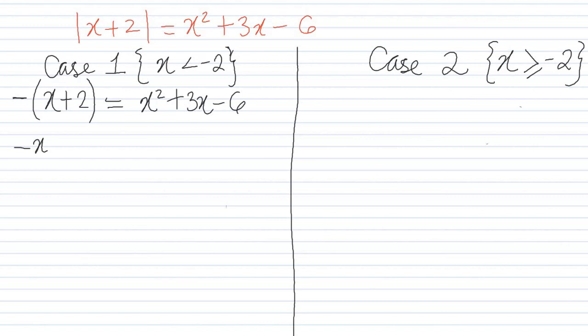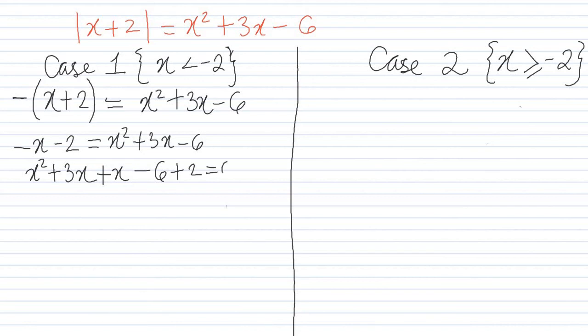So you have negative x, negative 2 equals x squared plus 3x minus 6. So you end up with x squared plus 3x, right? Plus x minus 6 plus 2. So we end up equal to 0 because we're putting everything on one side. So we end up with x squared plus 4x minus 4 equals 0. So that is the first thing you have here.